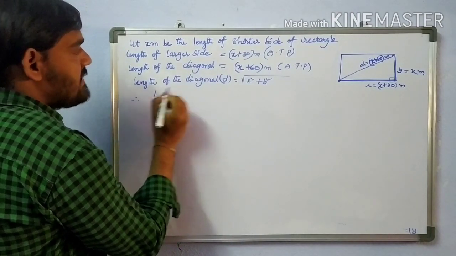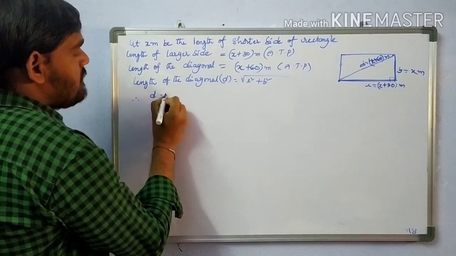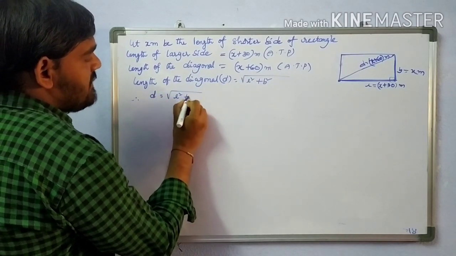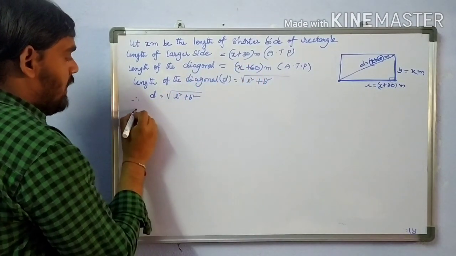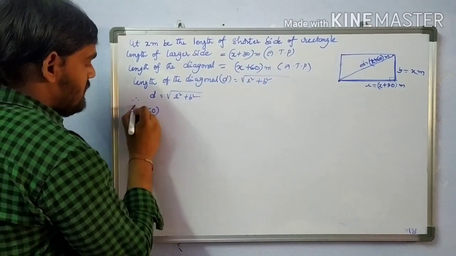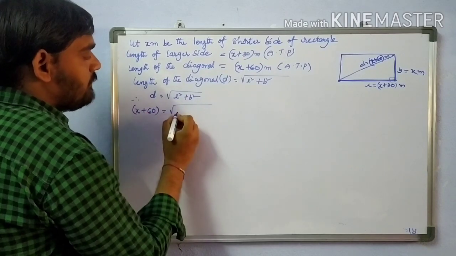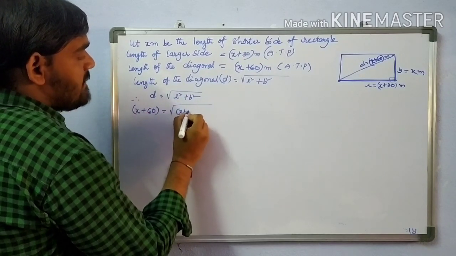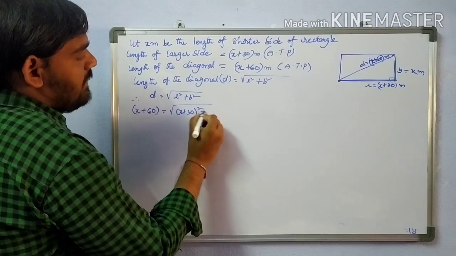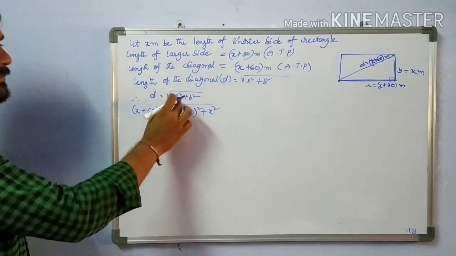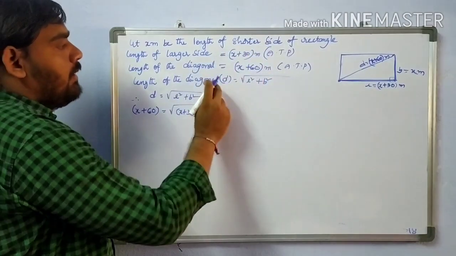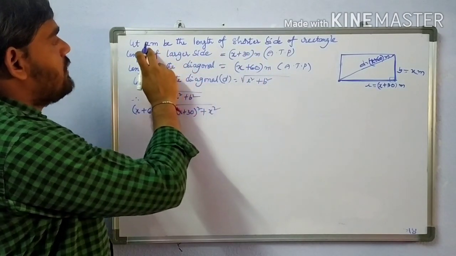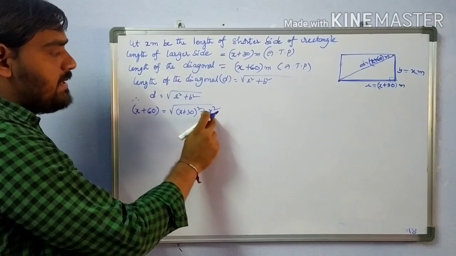Therefore, d is equal to square root of L square plus B square. Now d is nothing but, in this problem, x plus 60, which is equal to square root of x plus 30 whole square plus x square. L means x plus 30, so L square means x plus 30 whole square. B means the shorter side, x, so b square means x square.